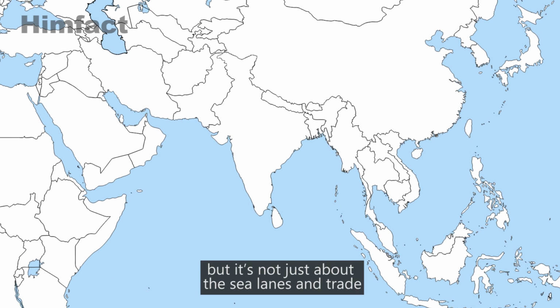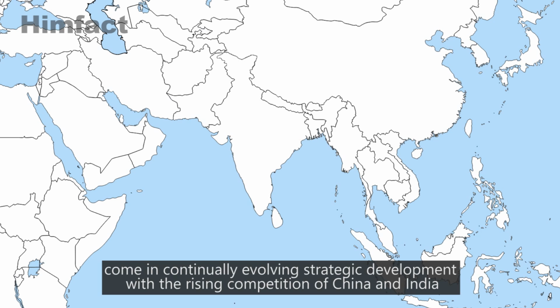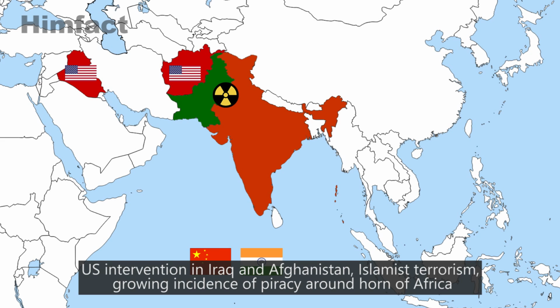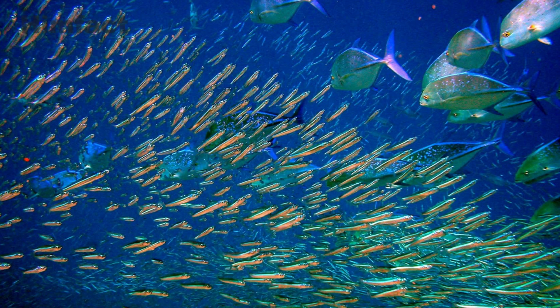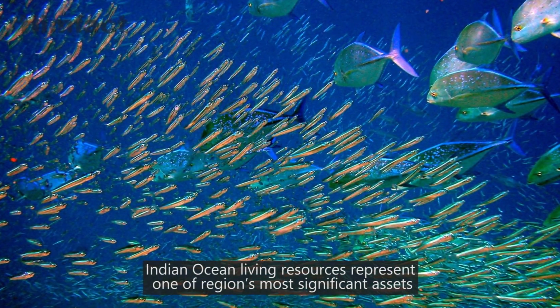But it's not just about sea lanes and trade. More than half of the world's armed conflicts are presently located in the Indian Ocean region, while the waters also come under continually evolving strategic development with the rising competition of China and India. Potential nuclear confrontation between India and Pakistan, US intervention in Iraq and Afghanistan, Islamic terrorism, growing incidents of piracy around the Horn of Africa. The Indian Ocean's living resources represent one of the region's most significant assets.